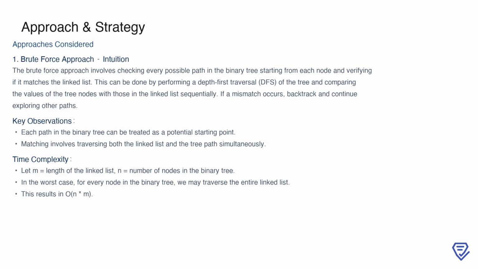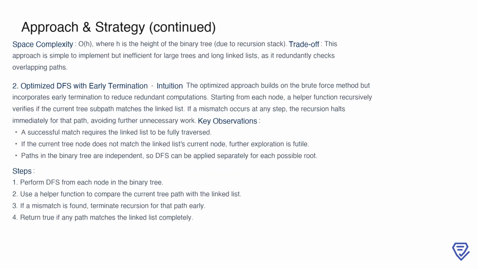Some key observations about this approach are that every path in the tree is treated independently, and the matching process involves traversing both the tree path and the linked list simultaneously. However, the time complexity of this approach can be expensive, as for every node in the tree, which is n nodes, we might traverse the entire linked list of length m. This results in a worst-case time complexity of n*m. The space complexity of the brute force approach is determined by the recursion stack used during the depth-first traversal, which is proportional to the height of the binary tree, denoted as h. This results in a space complexity of h.